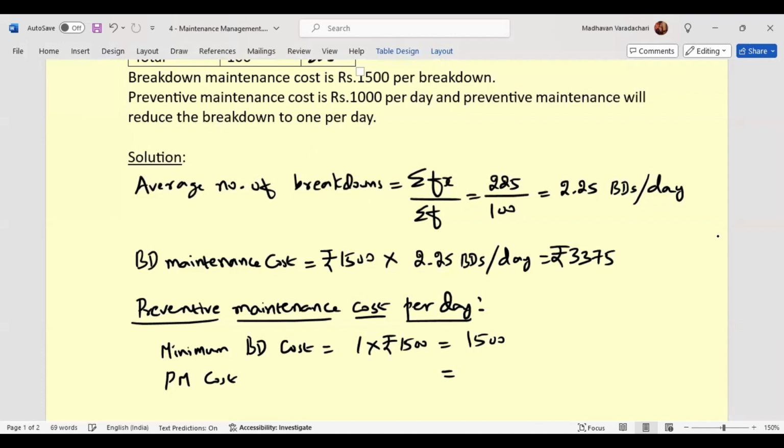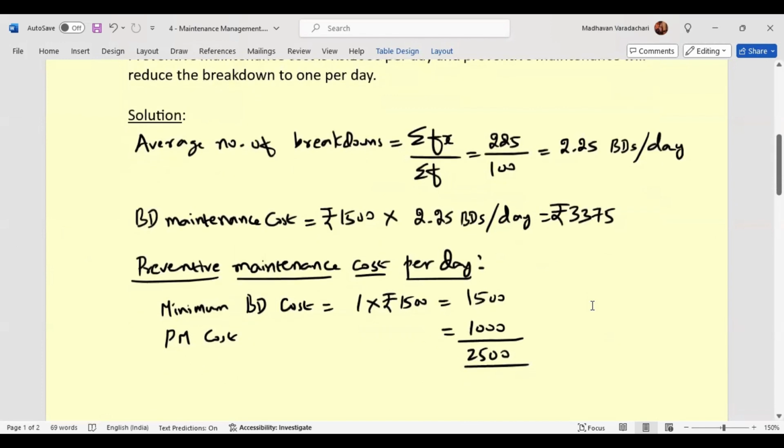will be, they say per day it is 1,000. So together it is 2,500. This is the preventive maintenance cost per day.